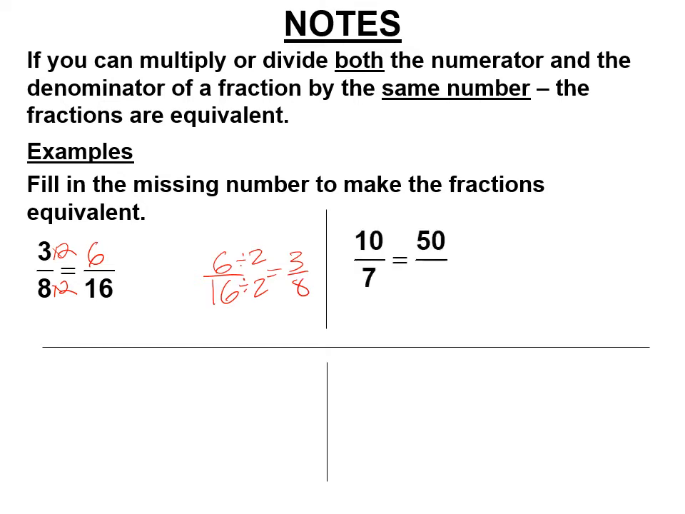So let's try another one. So the missing number is going to move around, and we'll deal with it in all 4 locations. But 10 times 5 is 50. So 7 times 5 is 35. Yeah, the missing number is 35. 10/7 is equivalent to 50/35.